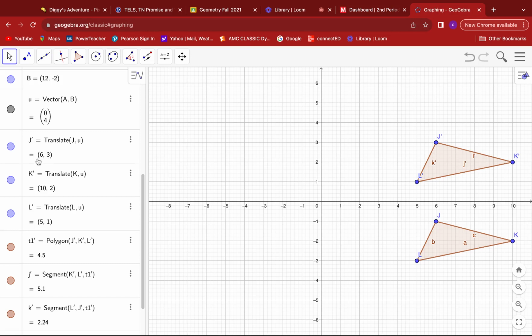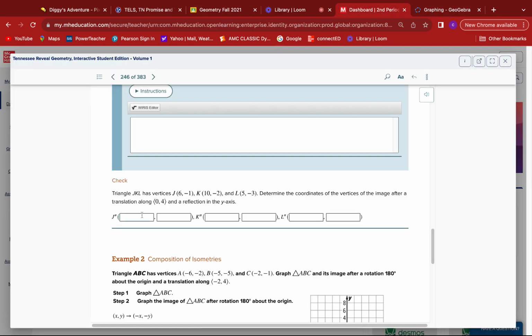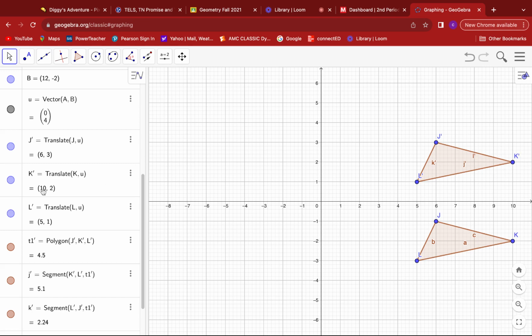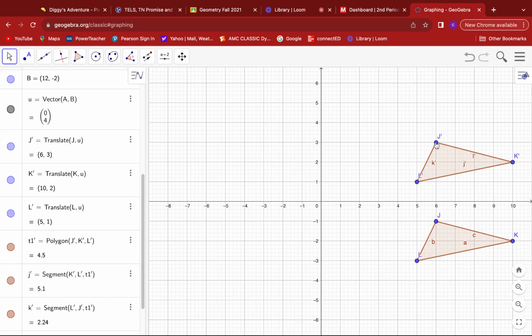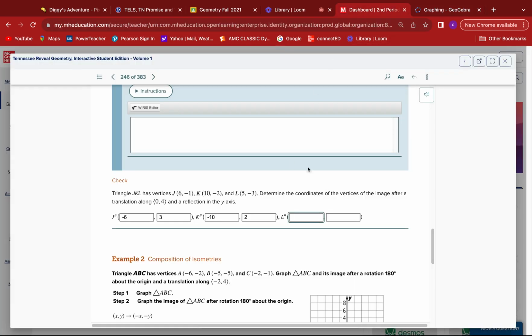All right, so this J, which is 6, 3, changes the x value across the y-axis. So it's going to be negative 6, 3. And if you're a visual person, I am going to show you that on GeoGebra. All right, the K, there it is. K prime is 10, 2. And then for reflect across the y-axis, that 10 is going to change to negative 10, 2. Same thing for L. All right, there's my L prime. So that 5, 1 is going to be negative 5, 1.